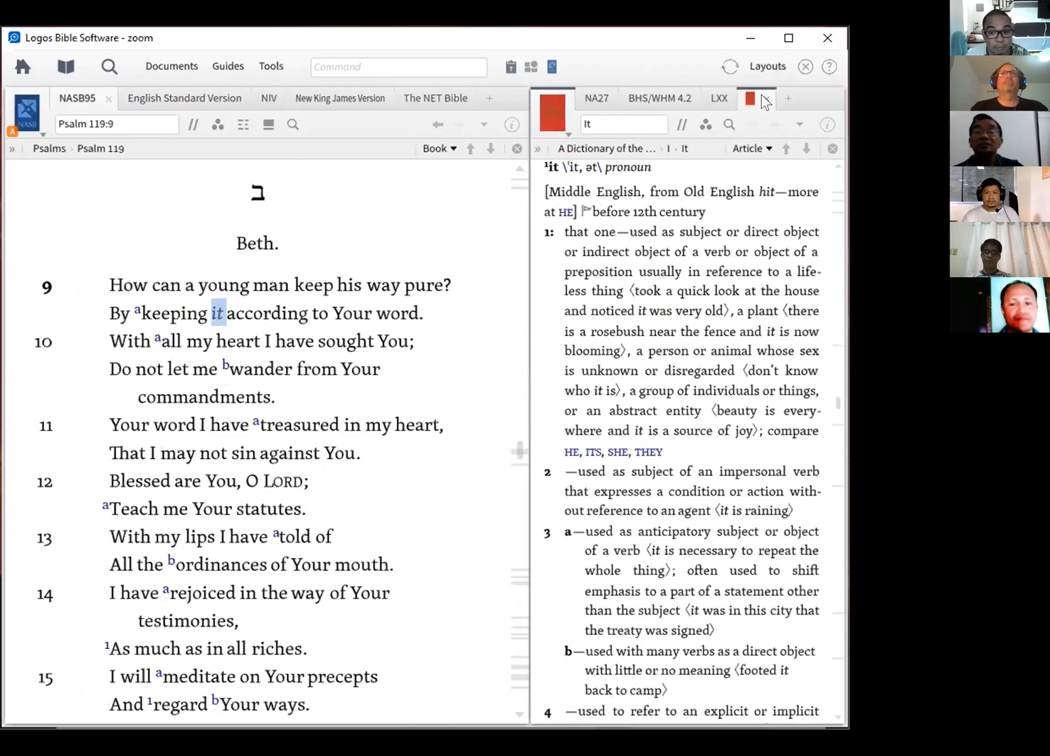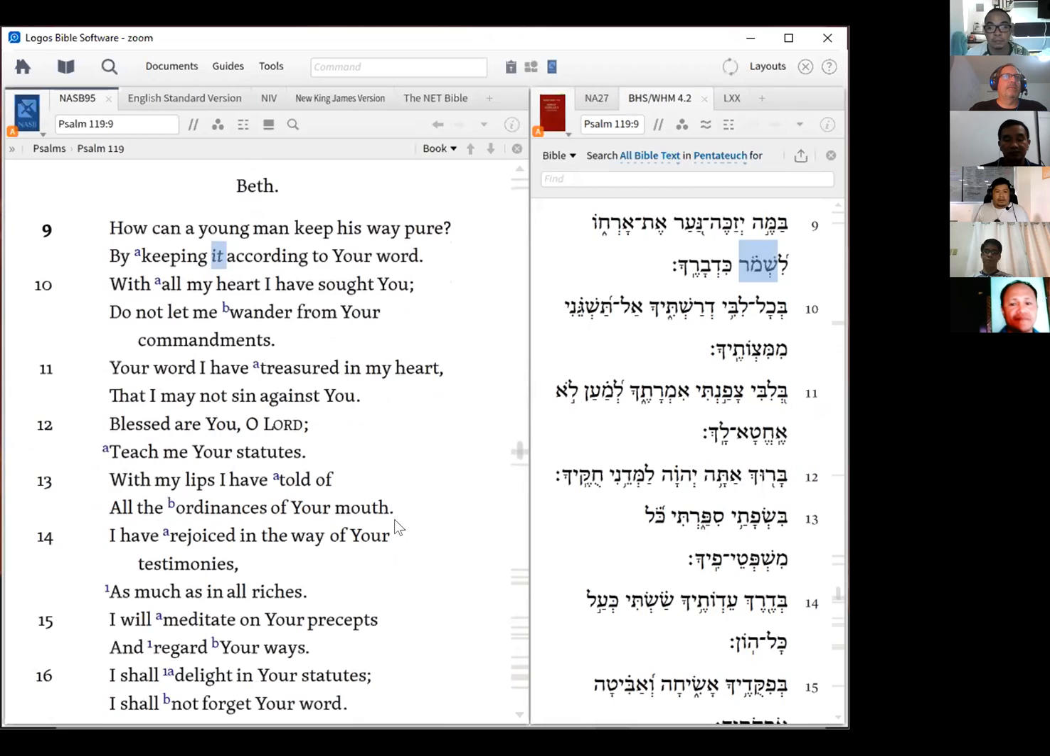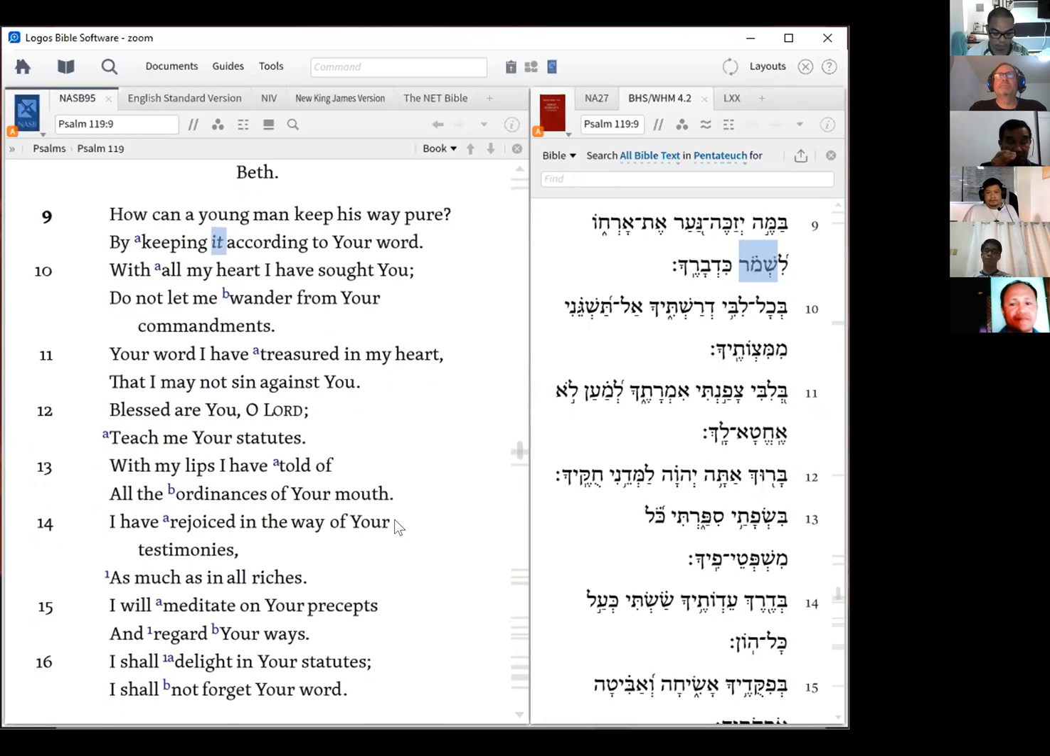Oops, what happened there? You don't need to consider it with the parallelism. You put it in there just because it's in the translation. I don't know, did that help, Kenneth? Yes, Pastor Tim. Okay.